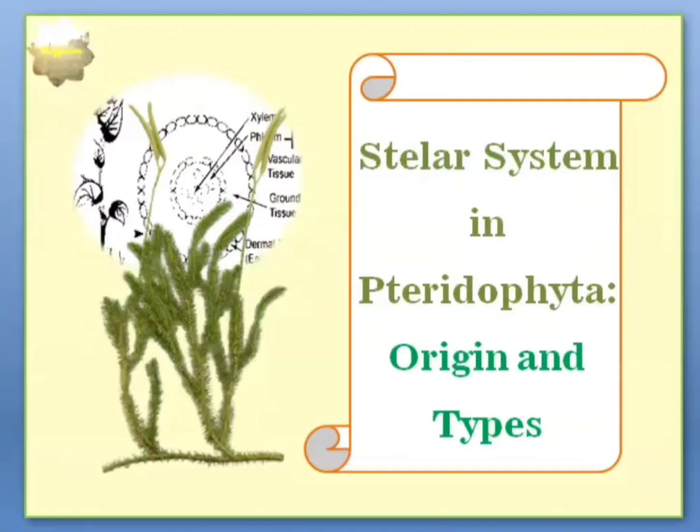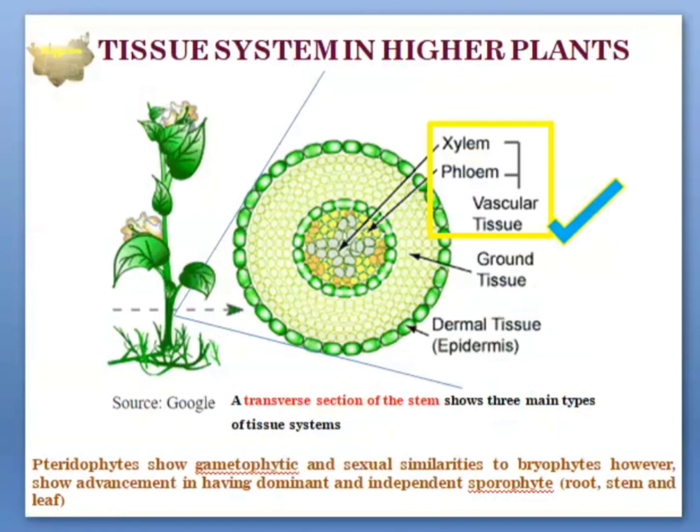We are going to discuss stelar system in Pteridophyta, its origin and its types. The first question that comes to our mind is, where do we find this stele? This stele, where does it occur in the plants?